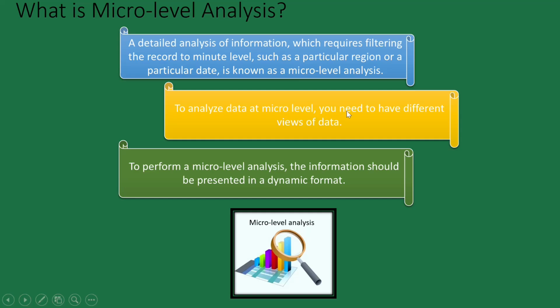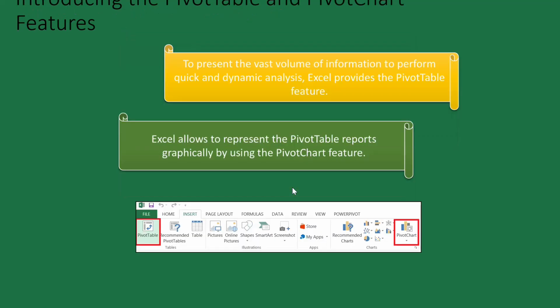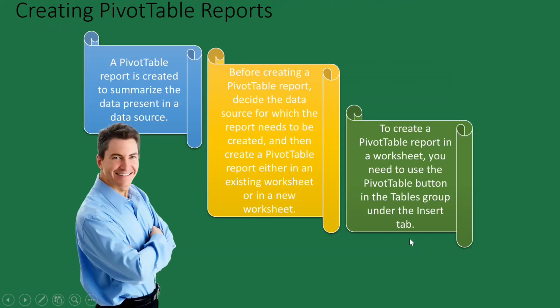To analyze the data at micro level, you need to have different views of data. To perform a micro level analysis, the information should be presented in a dynamic format. Dynamic format means you are able to change it, you are able to modify it. To present vast volumes of information and perform quick and dynamic analysis, Excel provides the pivot table feature. Excel allows you to represent the pivot table reports graphically by using the pivot chart feature as well. So if you want a graphical representation of data, we go to the pivot chart. As you can see in the screenshot, pivot table and pivot chart are here.